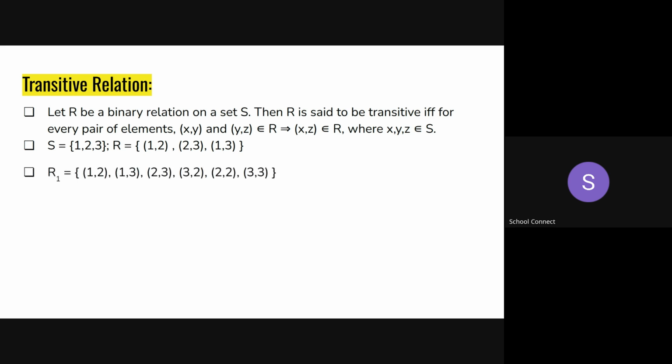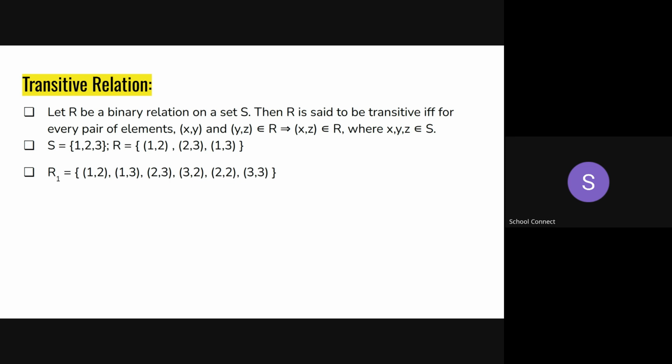So now you see another relation R1 I defined on the same set S. So you have 1 comma 2, 1 comma 3, 2 comma 3, 3 comma 2, 2 comma 2, 3 comma 3. So quickly, can you all tell me whether this particular relation is transitive or not? You can also answer via chat. Is transitive. Okay.